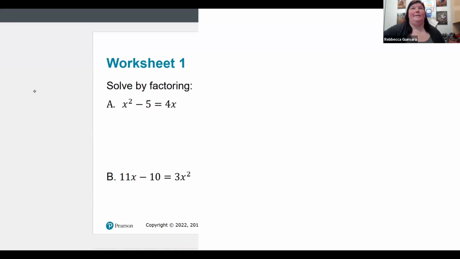Okay, so starting with A, A is x squared minus 5 equals 4x. The first thing I'm going to do is subtract that 4x. Then I have x squared minus 4x minus 5 equals 0.